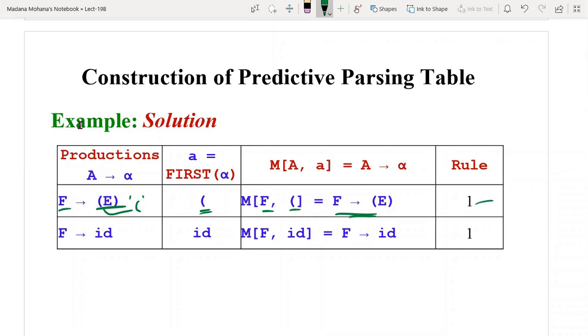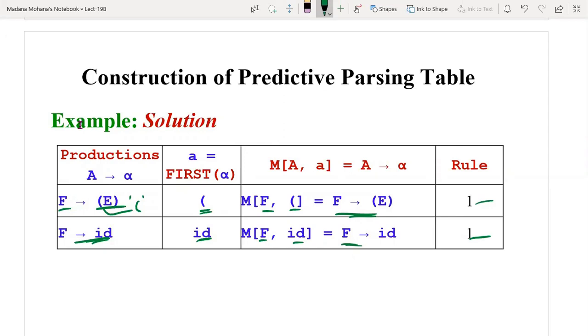Then the second production, F derives ID. Here ID is a terminal, therefore first of alpha is a terminal. So now the entry M of F on ID, you can add F derives ID. That is again according to rule 1. Now you can see all productions are completed. We applied whatever rules were applicable.